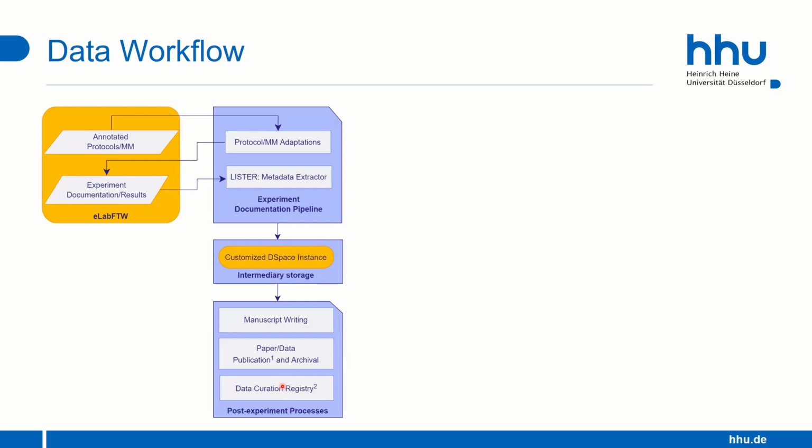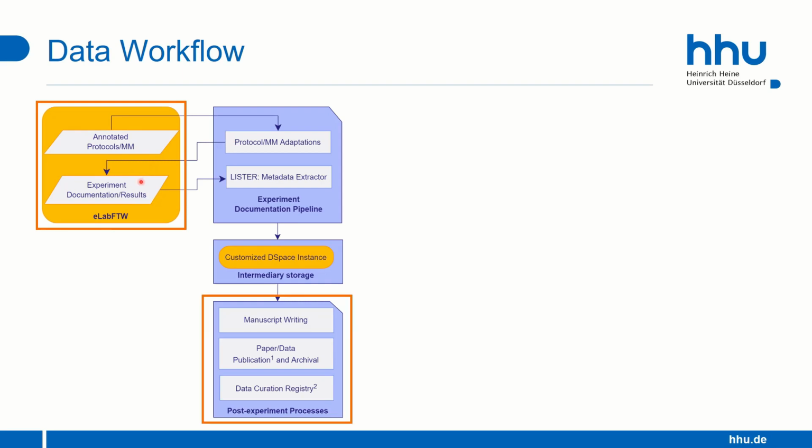In the first part, eLabFTW is at the heart. For us, this seems to be the electronic lab book of choice because we address scientists in the fields of life science, less so in the actual chemistry field, but in our case, life science. And we use it, on the one hand, to store documentation on experiments and results. And on the other hand, and this is something I need to speak about a bit more, we prepared so-called annotated protocols and materials and methods that then can be adapted or need to be adapted to become experiment documentation. This is where we want to go.